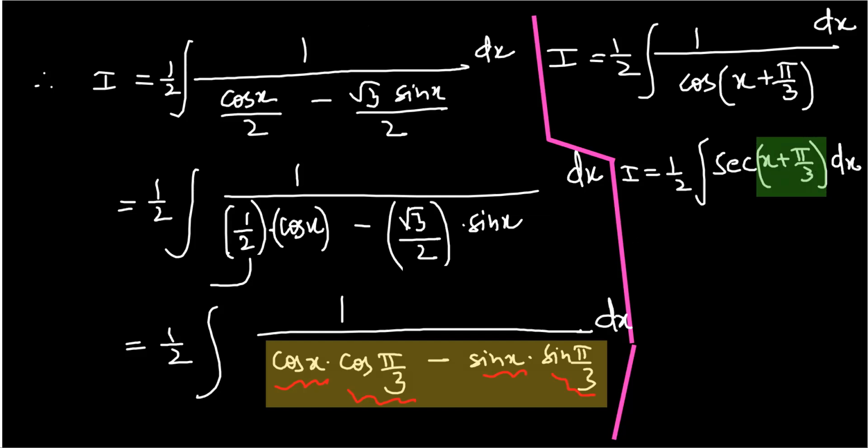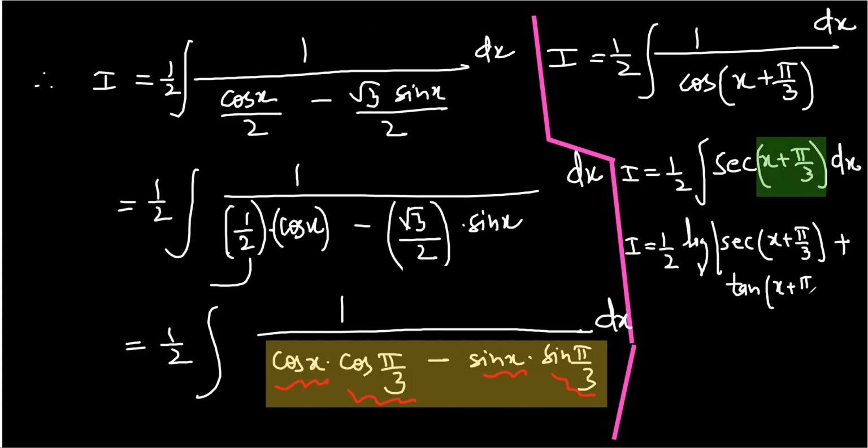So the answer will be I equals 1 over 2 log of sec x plus tan x plus c. That is log of sec of x plus pi by 3 plus tan of x plus pi by 3, mod closed, plus c. This is the answer. Remember students, these two, sec of x plus pi by 3 plus tan of x plus pi by 3, are inside the mod.